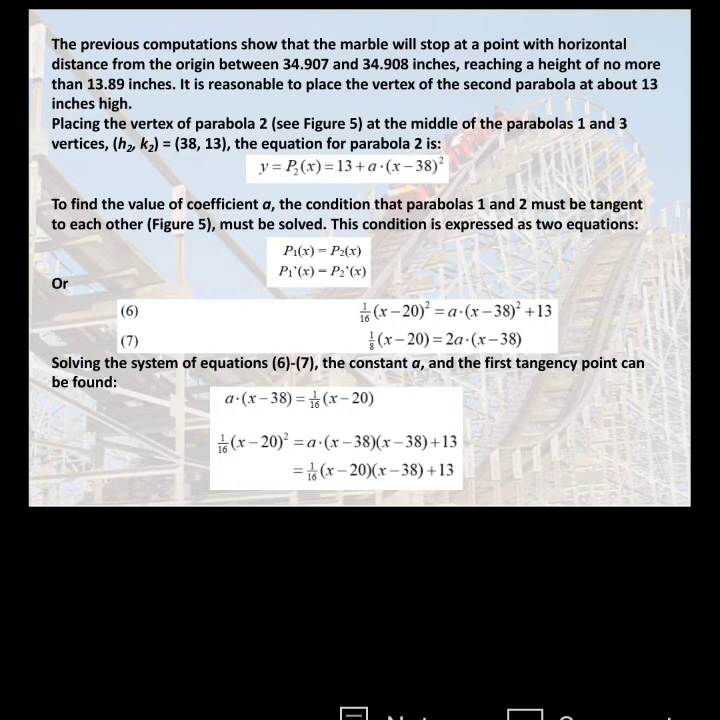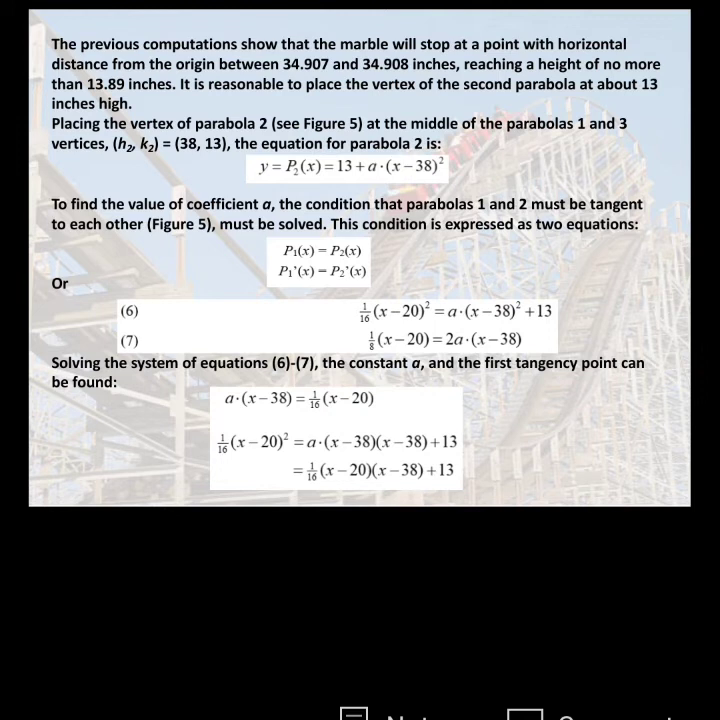The previous comparison shows that the marble will stop at a point with a horizontal distance from the origin between 34.907 and 34.908 inches, reaching a height of no more than 13.89 inches. It is reasonable to place the vertex of the second parabola at above 13 inches height. Placing the vertex of parabola 2 at the middle of the parabola 1 and 3 vertices, the equation of the parabola is y equal to p of x equal to 13 plus a into x minus 38 whole square.